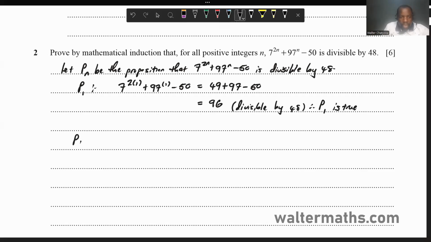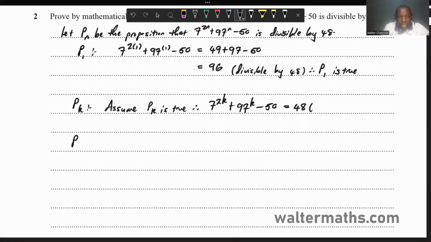Let's go on to the statement P sub k, where we are going to assume that the statement P sub k is true, basically. So we'll be having 7 to the 2k plus 97k minus 50 is divisible by 48. What that means is that it is equal to 48 of, say, L. So basically it's a multiple of 48. Let's go to the statement P sub k plus 1, where we are now proving for n being equal to k plus 1. So it's going to be 7 to the 2 of k plus 1 plus 97 times k plus 1 minus 50 is equal to, okay, so let's simplify this and see if it is going to come out being divisible by 48 or not.